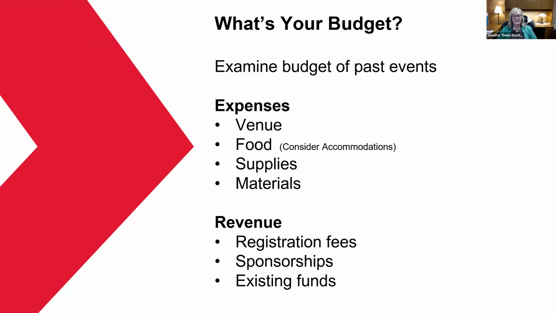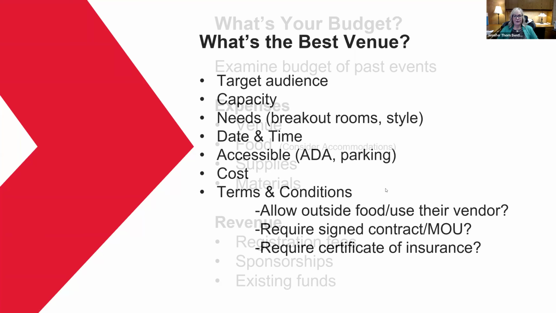So these are all things to consider before just jumping in, making certain you understand the cost of the venue, the food, and making certain that we consider accommodations because that sometimes does increase the cost of food, supplies, materials, and then what are we going to determine the registration fee to be? Are we going to have sponsorships? And if we do, those have to be handled in a special way as well in terms of accepting those checks from sponsors. And then do we have any existing funds in our budget line in our county to utilize for that particular program purpose?